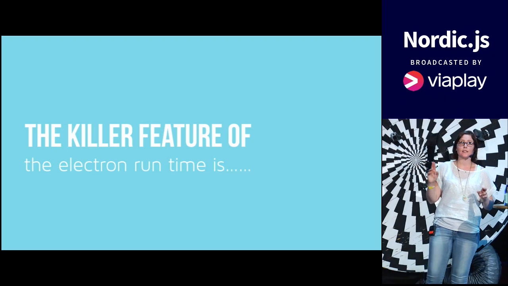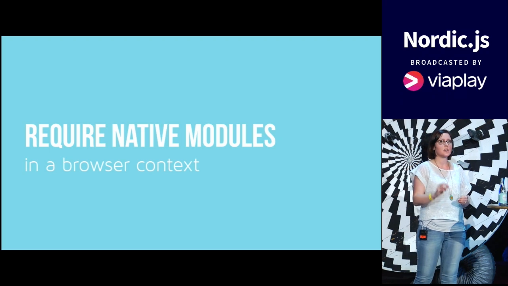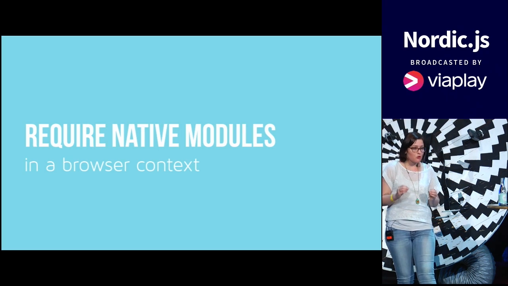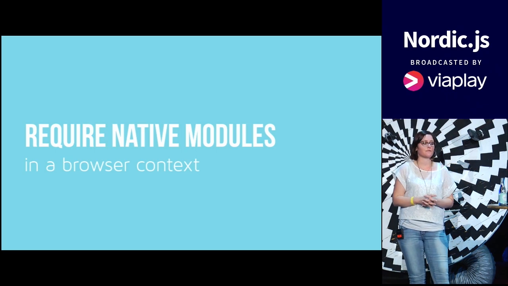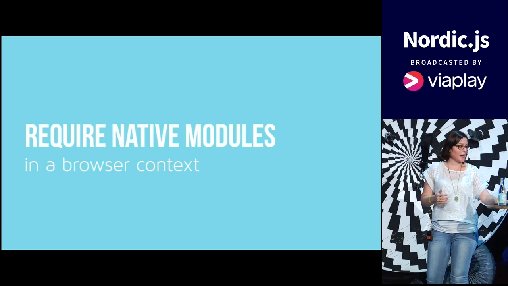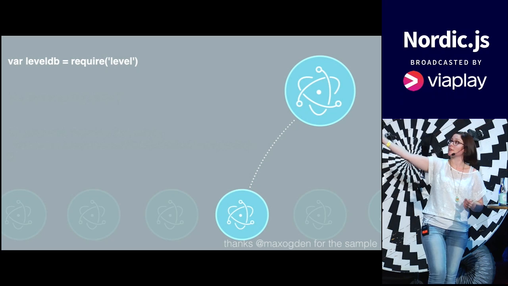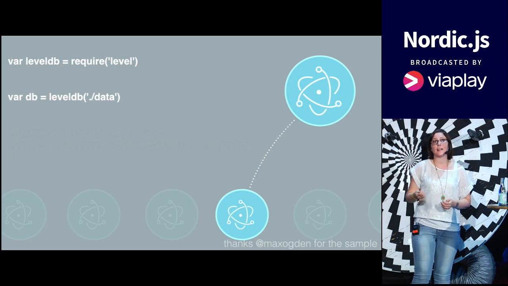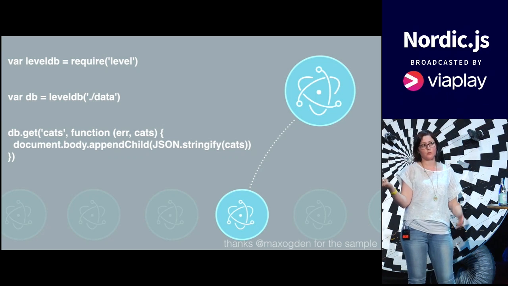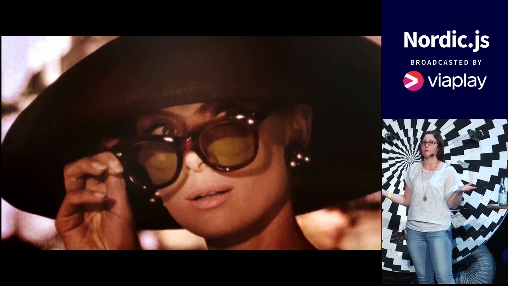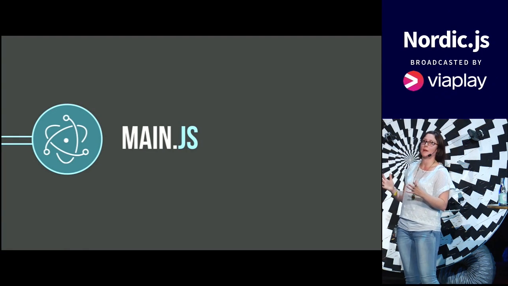But if I had to pick one killer feature of the Electron runtime, it would be that you can actually require in native modules inside a browser context. In normal web browsers, they run in a sandboxed environment, so you can't access any native resources. But with Electron, you can. For example, inside a render process, you can actually require in a C++ module, like LevelDB. You can then go ahead and access the database file off the physical disk, and in the same breath, render to the DOM, which is crazy. You just can't do that in a regular web browser. Electron's pretty awesome.